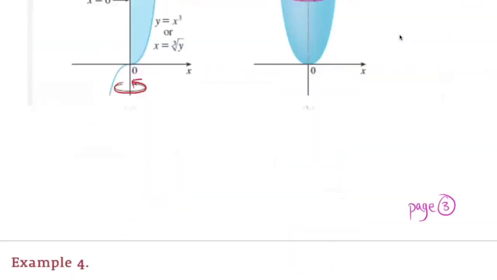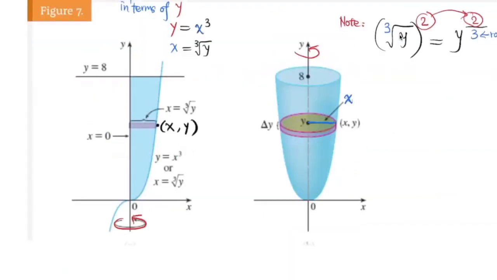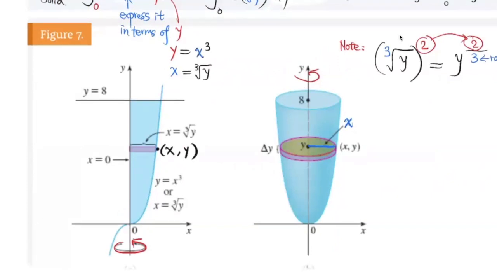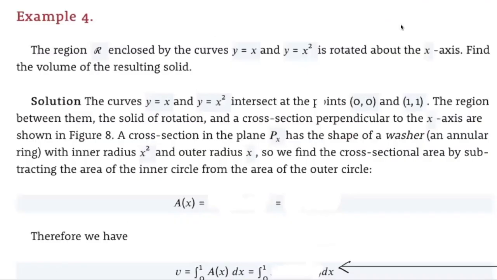So the volume for this solid here is 96 pi over 5. So that was example 3.